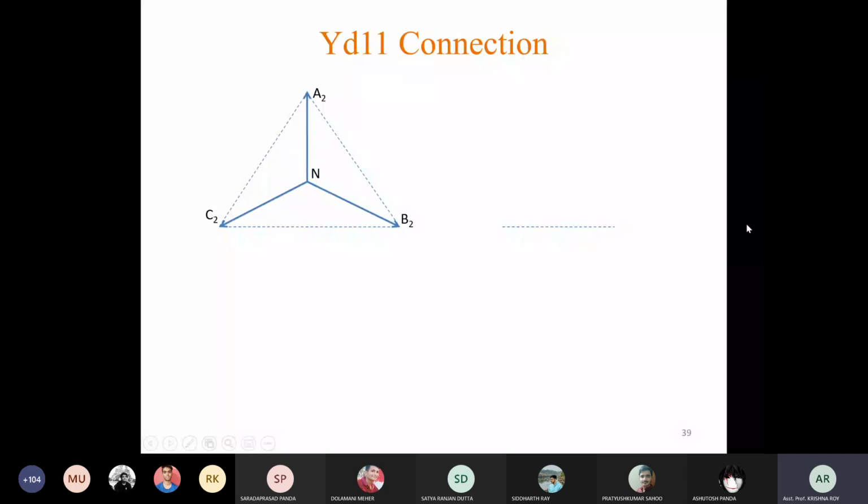Okay, so this is the reference line. That means this line and this line are on the same line. So C2, B2. Now this angle is how much? 30 degree. So if we draw here, it will make a 30 degree angle with this phasor. Now where to draw this A phase? So this will be our B phase and this will be our A phase.